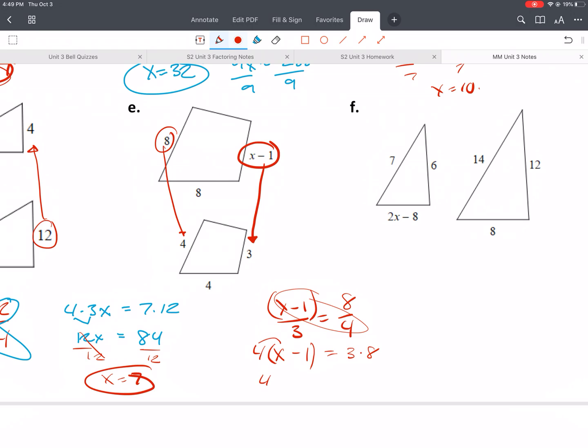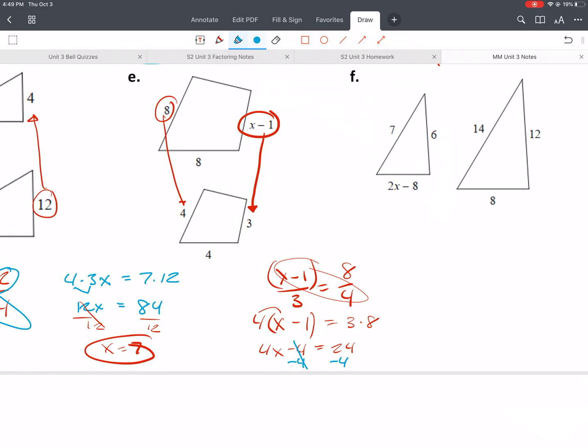Okay, that would give us 4x minus 4 is equal to 24. We'd add 4 to both sides, so again, we kind of do opposite PEMDAS, adding and subtracting first. You get 4x equals 28, and then we could divide both sides by 4. We get x equals 7. Okay.